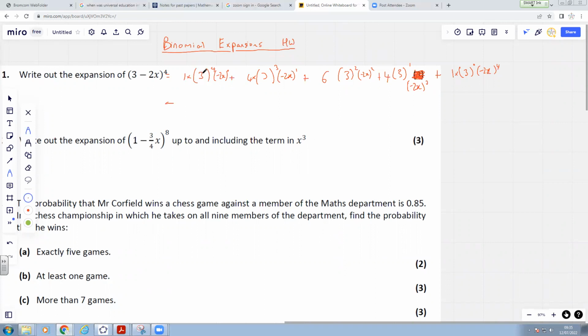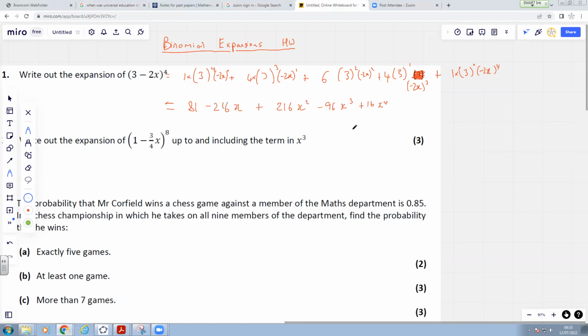Yeah. Now, what's that going to give us? You can tidy it all up now. 1 times 3 to the 4 times anything to the power of 0 is 1. So that's going to be 81. This is going to be 27 times 4, which is 108, times 2 is 216. And the signs are going to alternate here, because this is going to be negative, the next one's going to be positive, etc. You're going to get 4 times 9, which is 36. 36 times 6 is 216x squared. And then you're going to get 12 times 8, well, that's minus 96x cubed. And then finally, this one's going to be positive, and it's going to be 2 to the power of 4, so that's 16x to the power of 4.